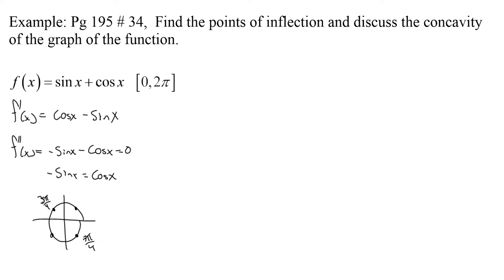That's where they're going to be opposites of each other. So my possible points of inflection are at x equals 3π/4 and 7π/4. So I'm going to draw myself a little sine chart, and I'm going to put in my endpoints: 0, 2π, my 3π/4 here, and my 7π/4 here. And so we have to discuss our concavity over this interval.